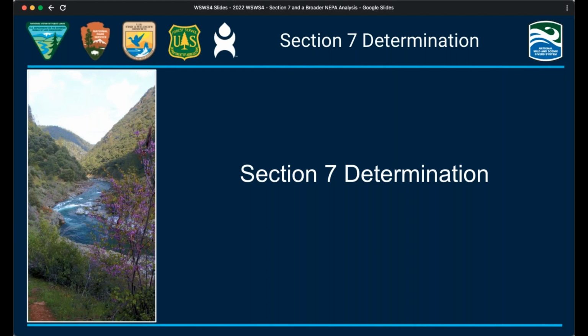Thanks, Dave. So yeah, sometimes we forget that what's happening above ordinary high water matters too on these projects. And with Section 7, if any portion of the project is below ordinary high water, that provides jurisdiction for the river administering agency, but then we look at the full project. So great to see that most folks got that answer correct. We're going to talk now about the Section 7 determination itself.